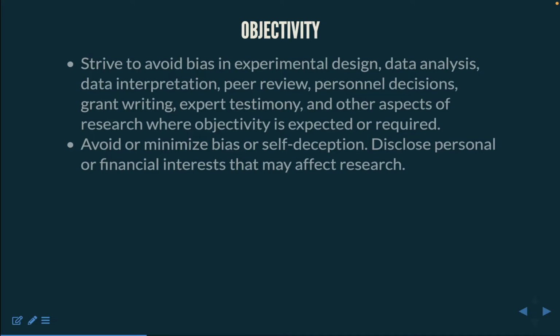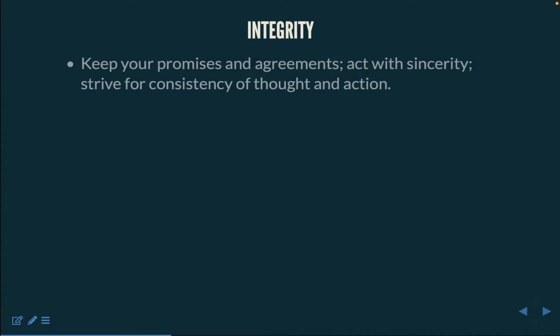Objectivity. Strive to avoid bias in experimental design, data analysis, data interpretation, peer review, personal decisions, grant writing, expert testimony, and other aspects of research where objectivity is expected or required. Avoid or minimize bias or self-deception. Disclose personal or financial interests that may affect research. Integrity. Keep your promises and agreements. Act with sincerity. Strive for consistency of thought and action.